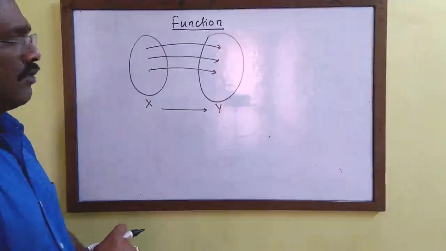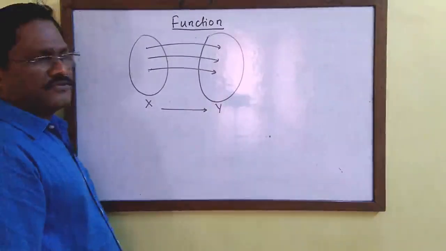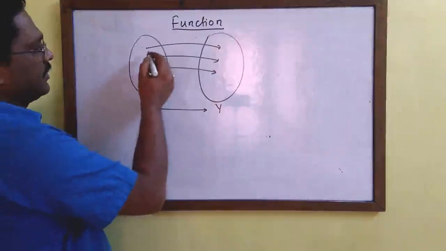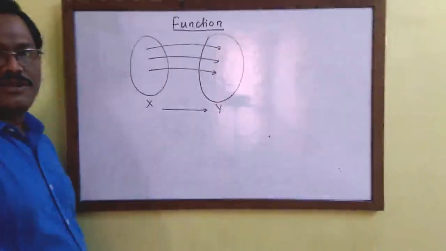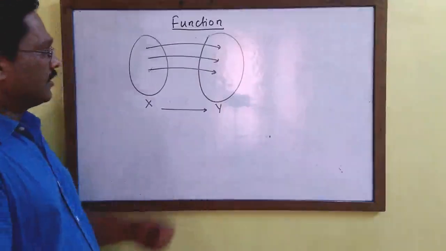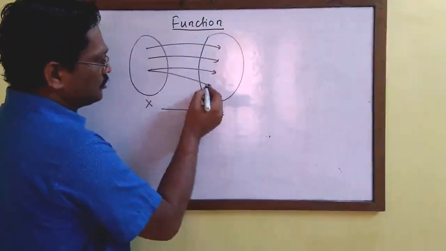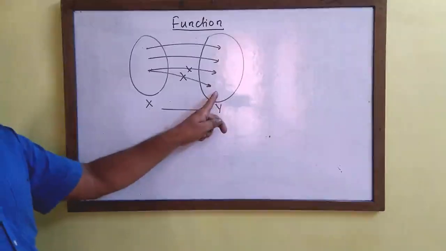Now let me break it down into two parts. In simple language, I can say every input that is being provided in x gives an output, and there is no such input which gives more than one output. Now this should not happen.